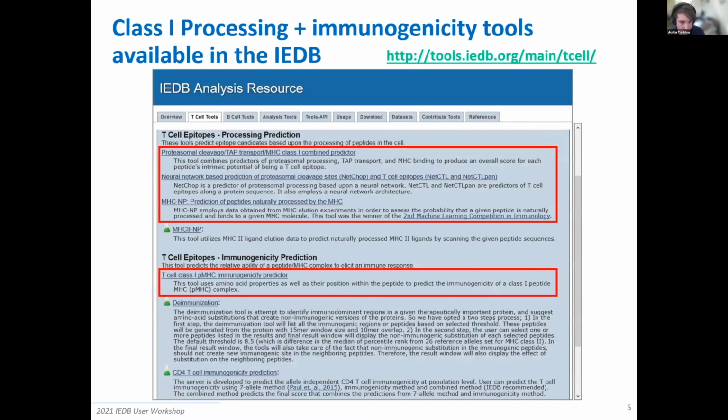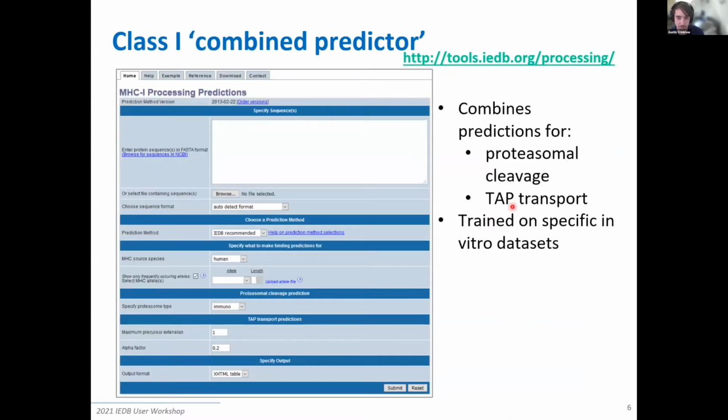Now I'm going to walk through the tools. The first one is the class 1 combined predictor. This combines predictions for the steps of proteasomal cleavage and TAP transport. Just to note, the model itself was trained on specific in vitro data sets. Here you have your interface. You'll upload your protein sequences in FASTA format, and then we have some parameters that you can change.